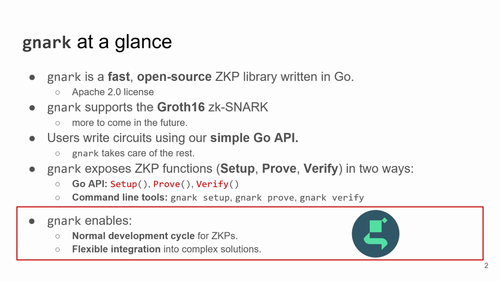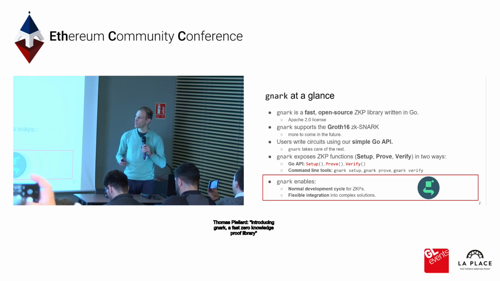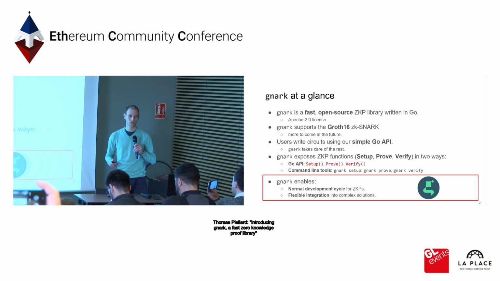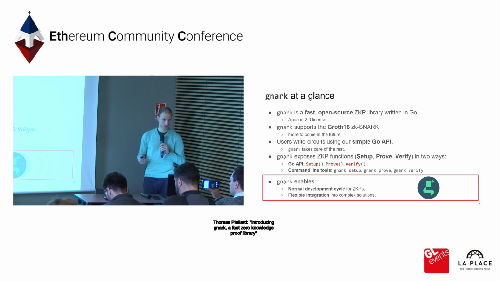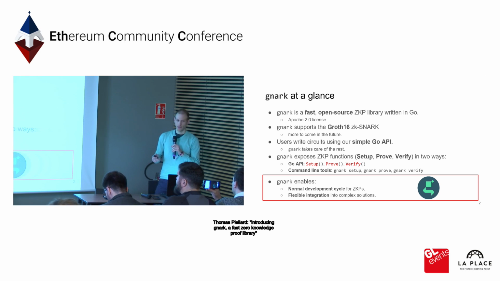Currently, we support the Groth16 protocol. As described by the talk of Lawrence Kirk before, we plan to add more protocols in the future, namely protocols that allow a universal trusted setup. In gnark, to write circuits, you use the APIs that we provide. I'm going to discuss that a little bit later. It's not a DSL, it's an API. And gnark takes care of the rest.